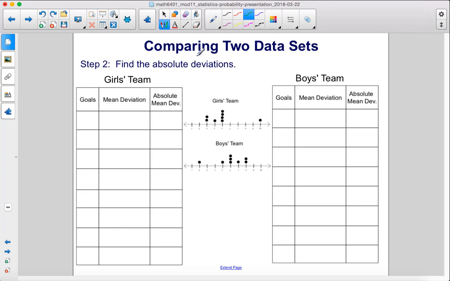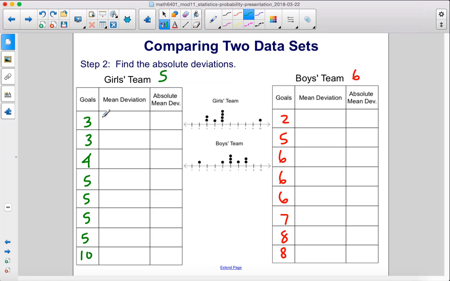Step 2, find the absolute deviations. I've moved these plots onto this slide from the previous slide just to help us out. Remember the mean of the girls team was 5 and the mean of the boys team was 6. So we just input all of our goals into this column. So we have 3 twice, then we have a 4, then we have 4 5s, and then we have a 10. And on the boys side we have a 2, then a 5, then 3 6s, then a 7, and then 2 8s. So let's start over here on the girl side.